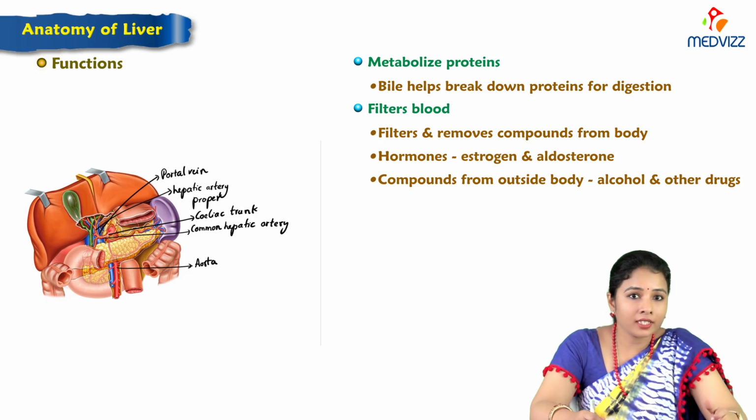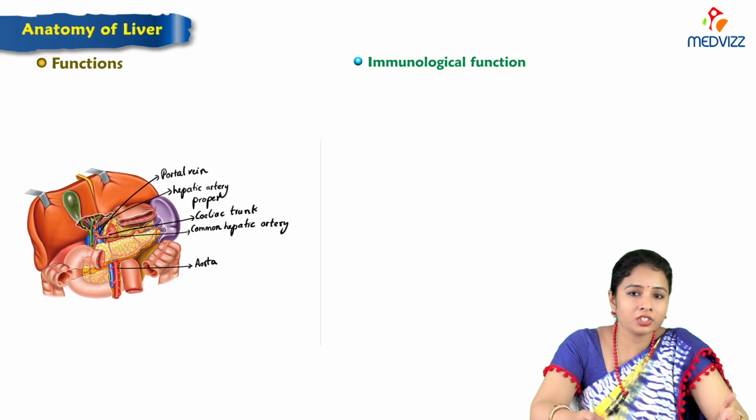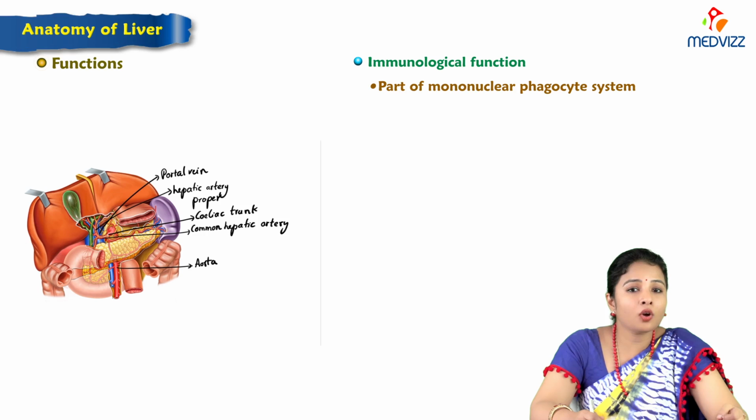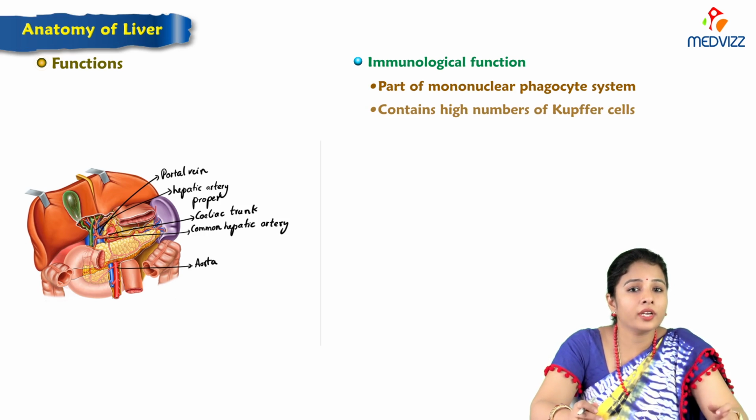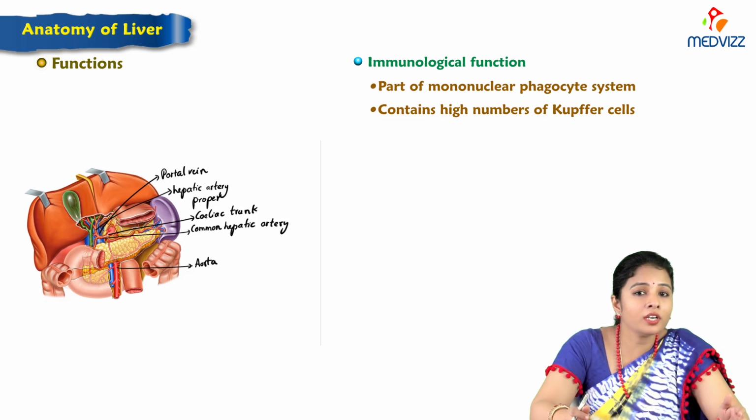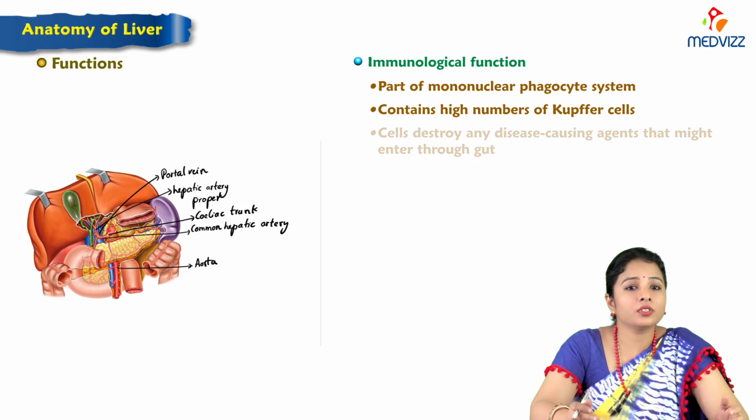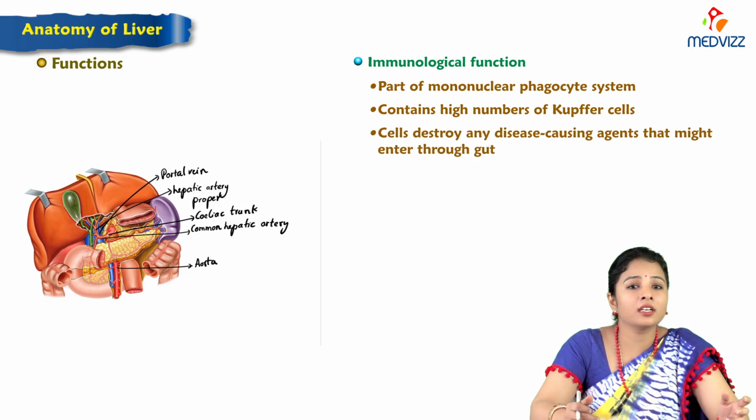Liver plays a vital role in immunological function. So the liver is a part of the mononuclear phagocyte system. So it contains a high number of Kupffer cells, which are the macrophages that are involved in immune activity. So these cells destroy any disease-causing agents that might enter the liver through the gut.